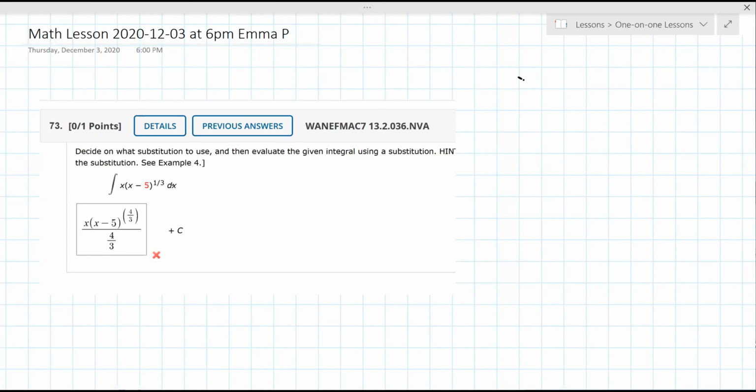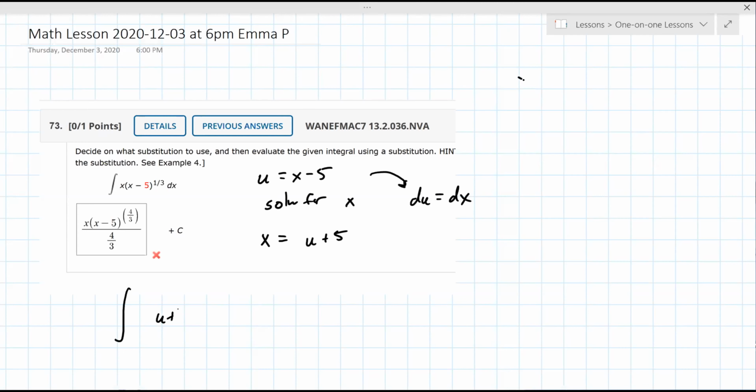All right. Okay. So this one's an odd one where you have to actually let u equal x minus 5, and then you solve for x. So x is equal to u plus 5. And then you're still supposed to do the whole du is dx. So you have the integral. x is really u plus 5. x minus 5 is u to the 1/3 power, and then du is dx, or dx is du.